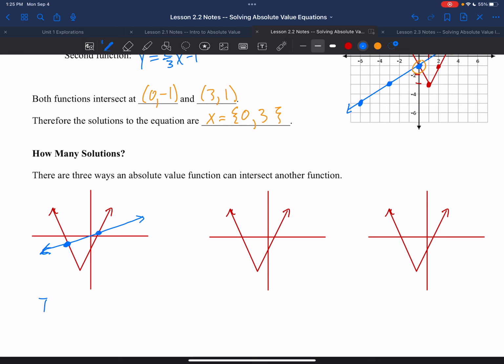So this would be two solutions. Right now, all I'm doing is visualizing our solutions. So visualizing what could happen with your graphs, right? So you could have two solutions like this.